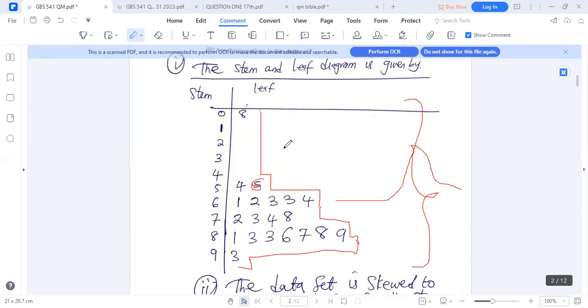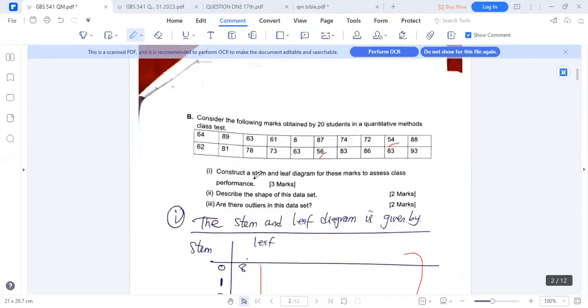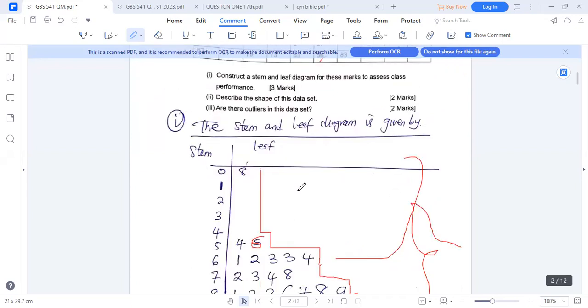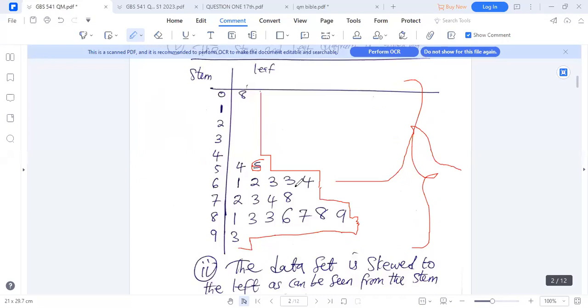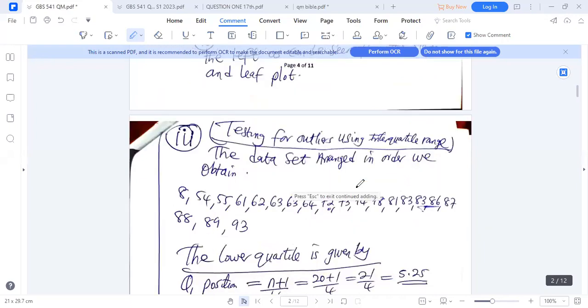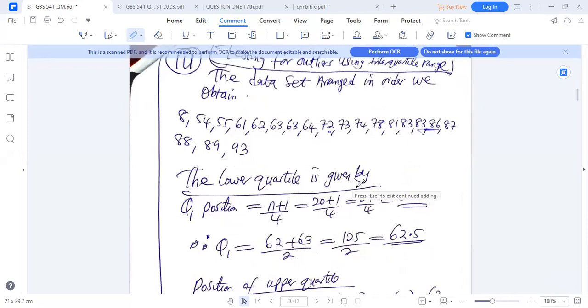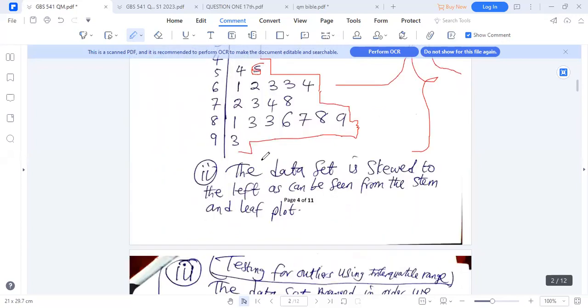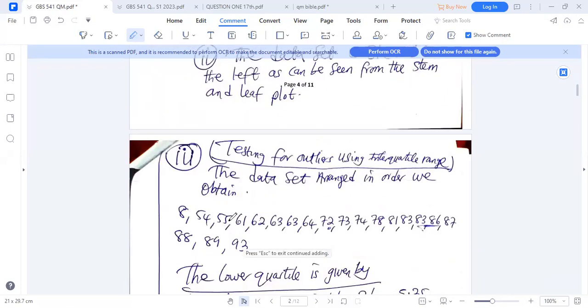So the question here was: draw a stem and leaf diagram, describe the shape of the data set. Are there any outliers? Now, outliers can be identified by calculating the quartiles. All right, so you rearrange this data in ascending order, so starting from the smallest to the biggest.